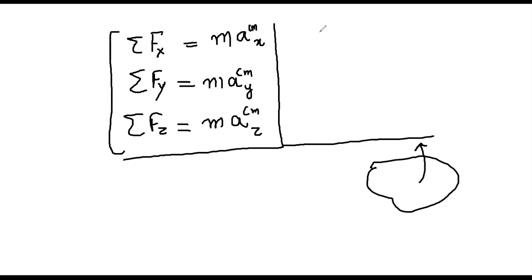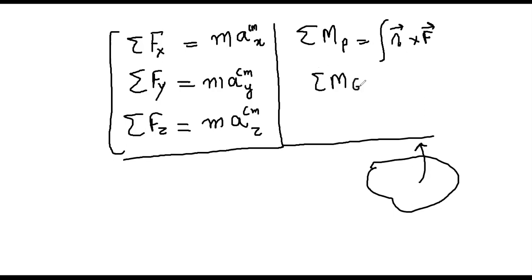What about the rotational equations of motion? I know that the resultant of all the moments about any point P is equal to the integral of r cross f, this equation we have been using. And the summation of all the moments about the center of gravity is equal to 0. In fact, this is the radius vector drawn from point P to the center of gravity, so I will write this as r_PG cross F.